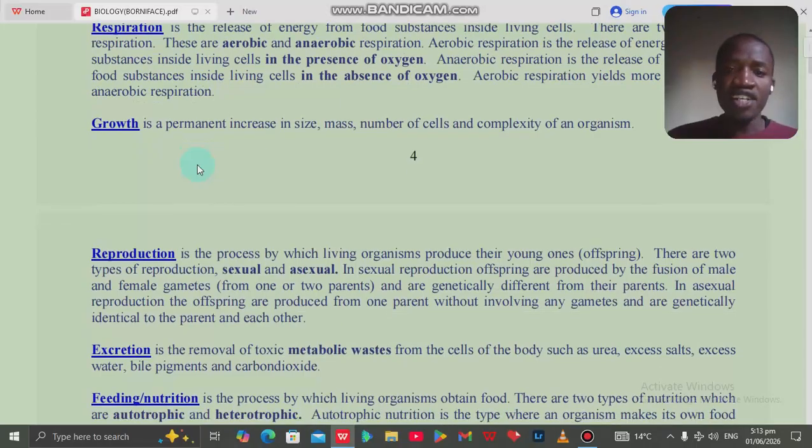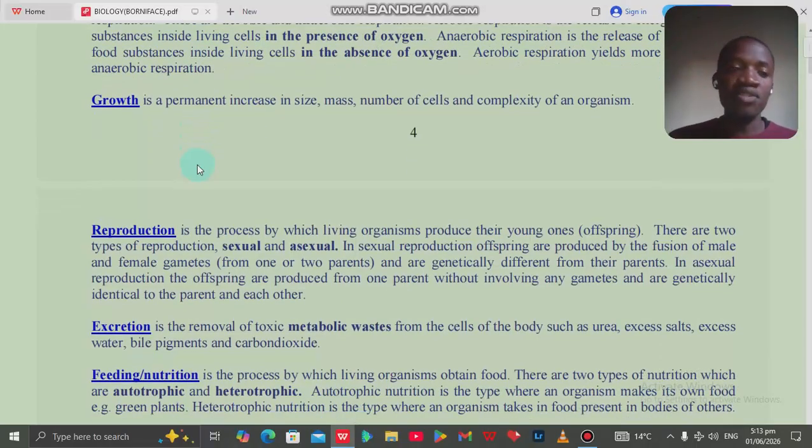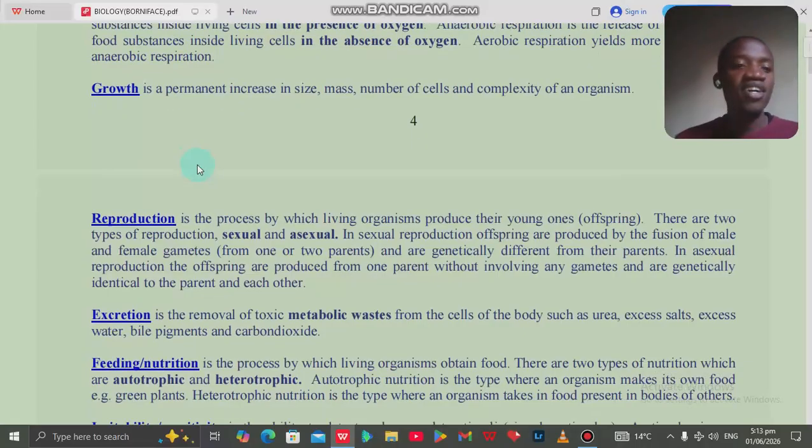So the other characteristic that will help us to identify that these are living organisms is growth. So now growth is simply the permanent increase in size, mass, number of cells, and the complexity of an organism. So that is known as growth.